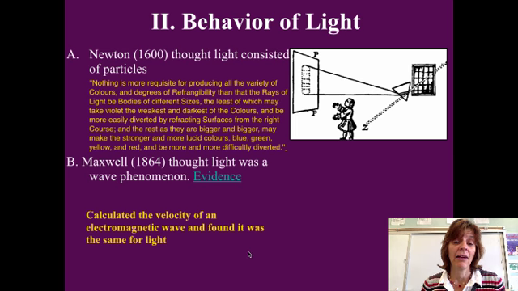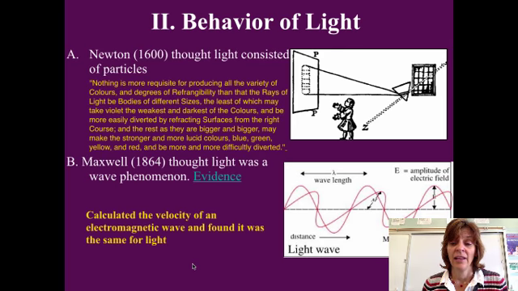Maxwell even was able to calculate the velocity of an electromagnetic wave and found that it was the same as for light. So infrared radiation and UV radiation were the same as visible light. And he was able to characterize it as the electric field versus the magnetic field, and found that it did have a wavelength and a frequency, just as Newton thought the particles had, but now he's thinking they're more of a wave.